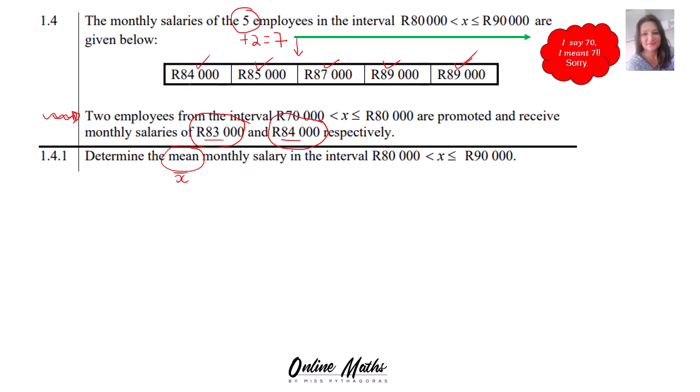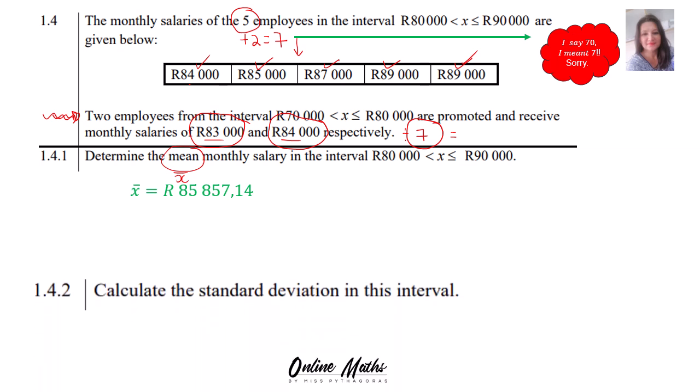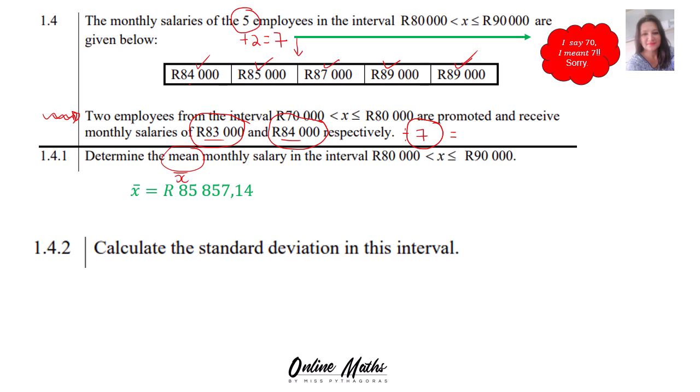And then you will divide it by 7 since there are 7 employees in this interval. So your answer will be 85,857 Rand and 14 cents. The next question: calculate the standard deviation in this interval.